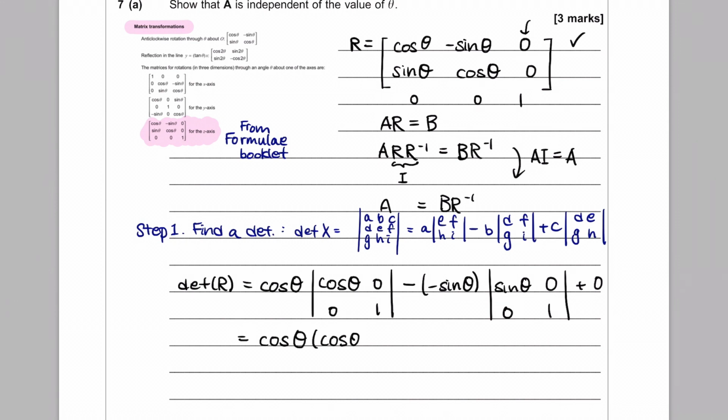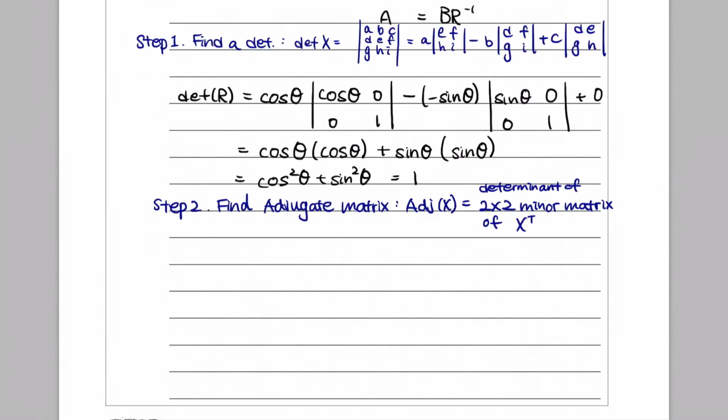Then it gives cosine theta times cosine theta, minus minus, so it's plus sine theta, and then it's multiplied by sine theta. So it's cosine squared theta plus sine squared theta. This is a basic rule of trigonometry, which is always equal to 1. So our determinant is 1. Next, we know our determinant is not 0, so we know it is invertible.